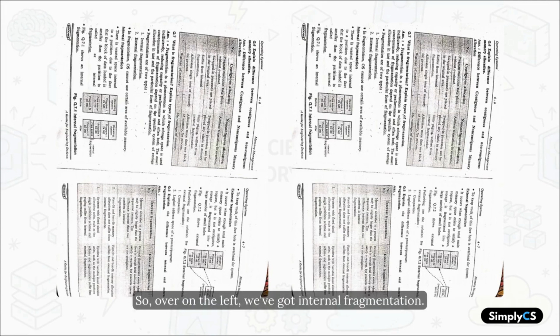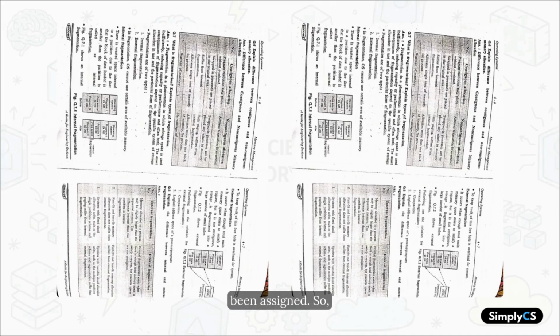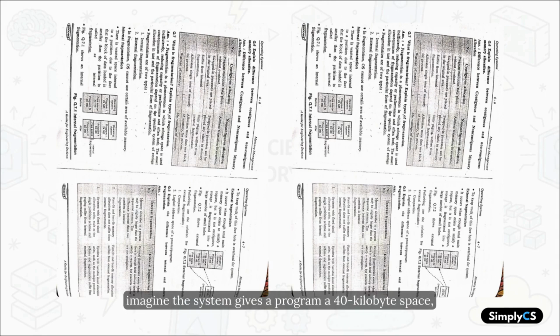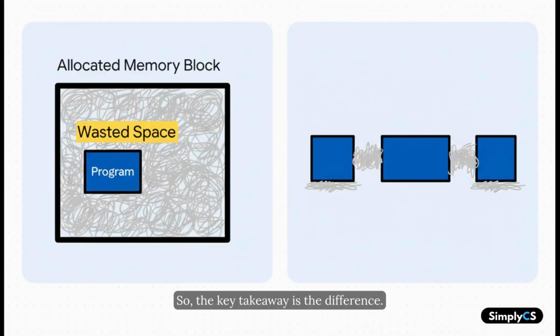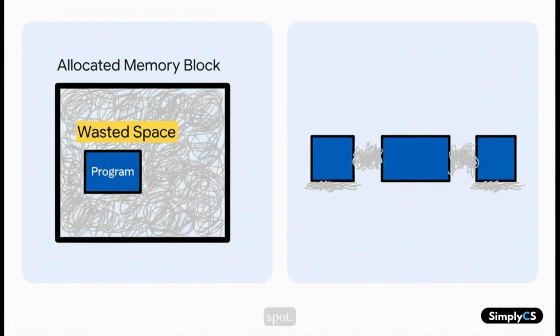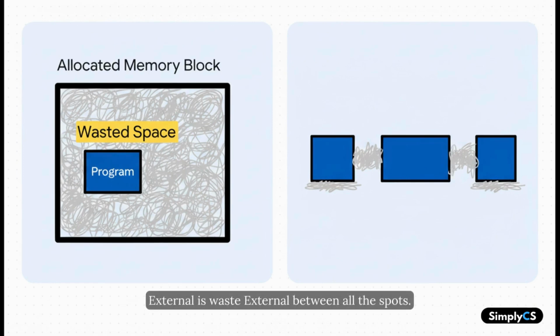So over on the left, we've got internal fragmentation. This is wasted space inside a block that's already been assigned. So imagine the system gives a program a 40 kilobyte space, but it only needs 32. That leftover 8 kilobytes? Just wasted. Then on the right, you have external fragmentation, and those are all the unusable little gaps between the allocated blocks. So the key takeaway is the difference. Internal is waste inside a reserved spot. External is waste between all the spots, and both of them are just absolute killers for efficiency.